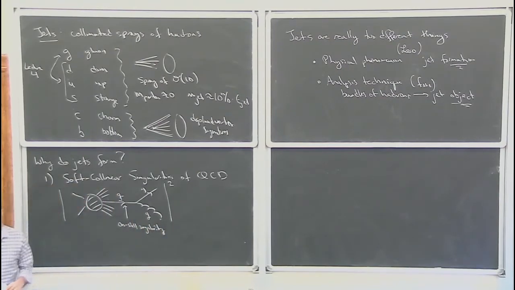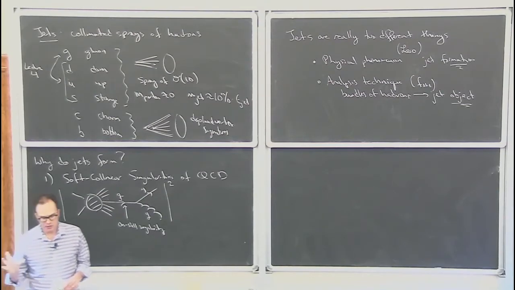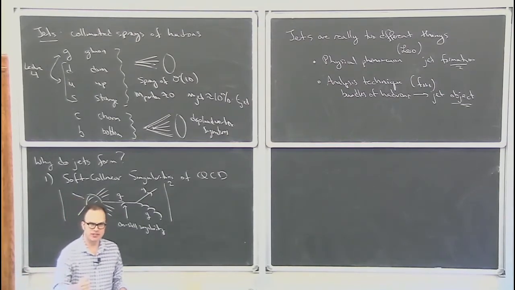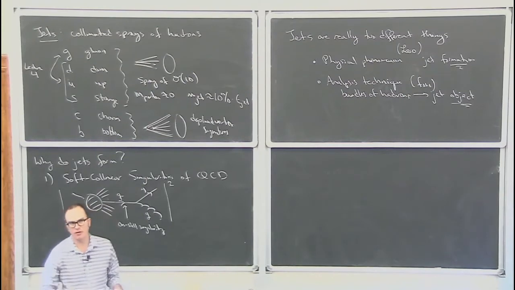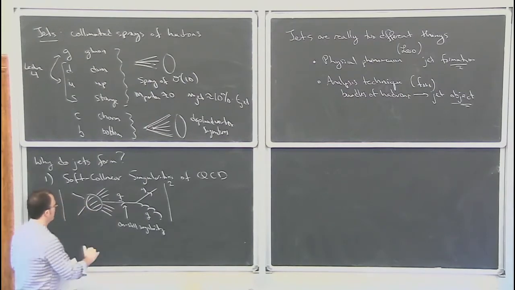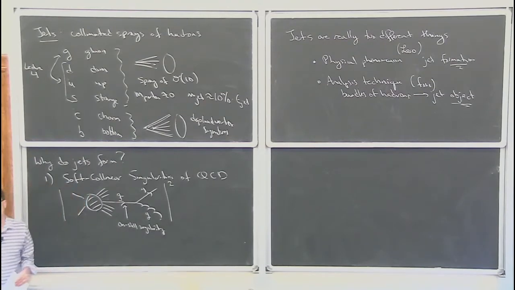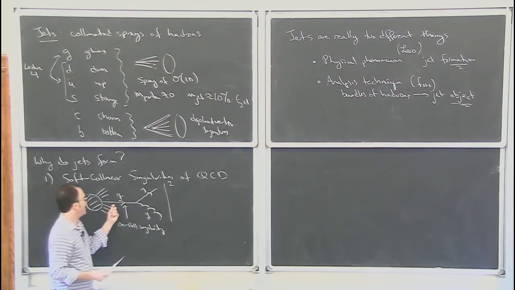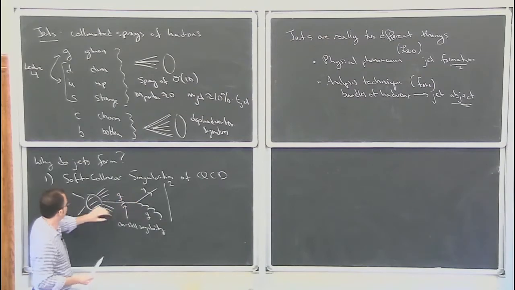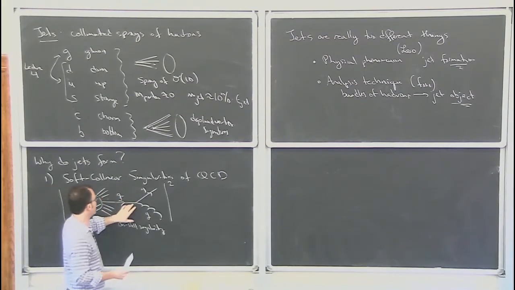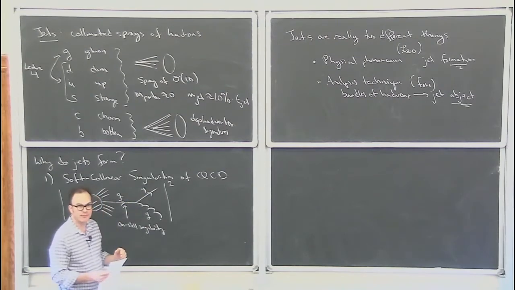And just like in the narrow width approximation, when you saw that you had a heavy resonance going on shell and the amplitude simplified, at least in an appropriate approximation, here, when this propagator goes on shell, we're going to see that there's a factorization that occurs, and we'll actually be able to split up this process into a scattering that produces this quark and a separate splitting of that quark to a quark and a gluon.